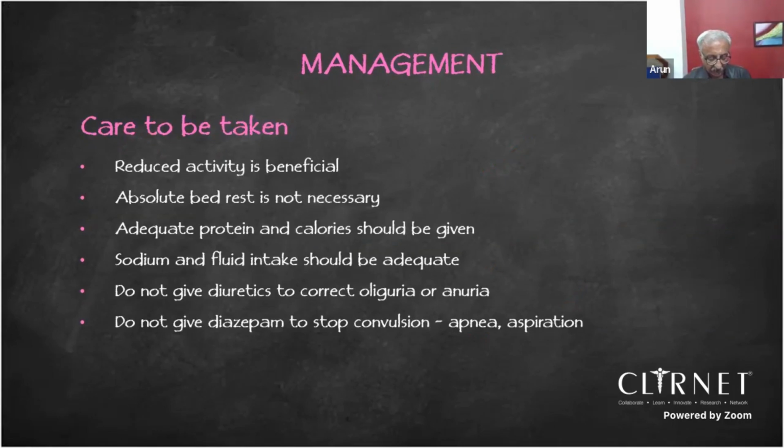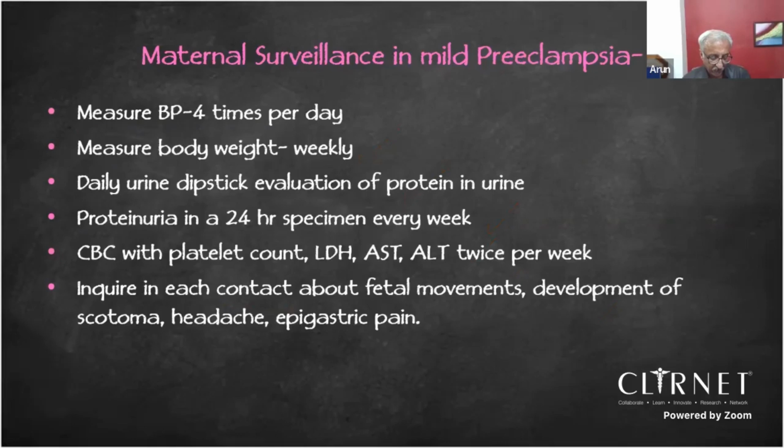Care to be taken: the patient has to have reduced activity. Absolute bed rest is not necessary. Adequate protein and calories should be given. Sodium and fluid intake should be adequate. Salt restriction as such has not been proven to be very advantageous. Do not give diuretics to correct oliguria because this causes trouble. Do not give diazepam to stop convulsions. This causes apnea and aspiration at times.